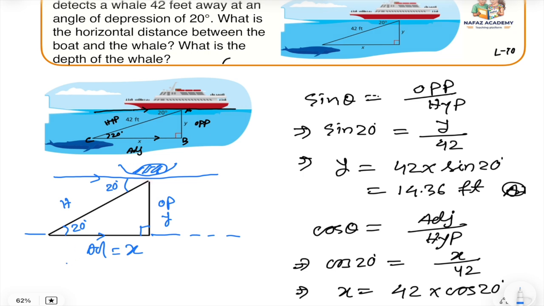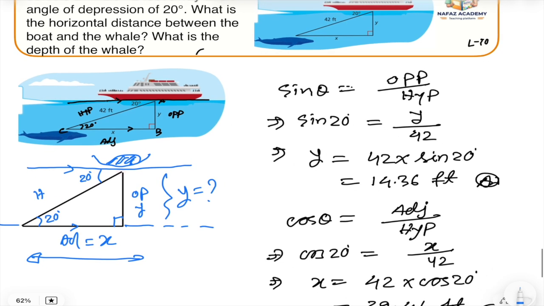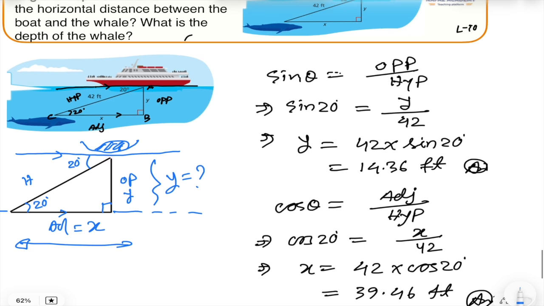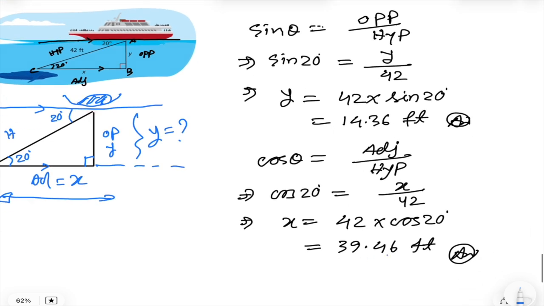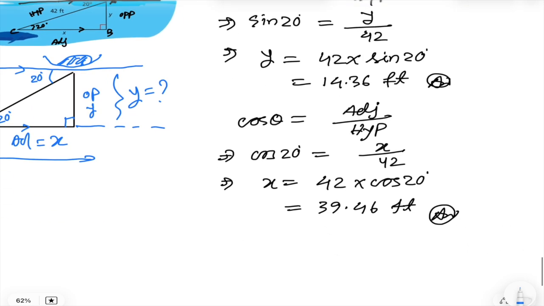What is the horizontal distance? That means this distance is called the horizontal distance between the boat and the wall. That means x is your question. And what is the depth of the water? That means y is your question. Do you understand? So the y value, the depth, is 14.36, and the horizontal distance, which means x, is 39.46.